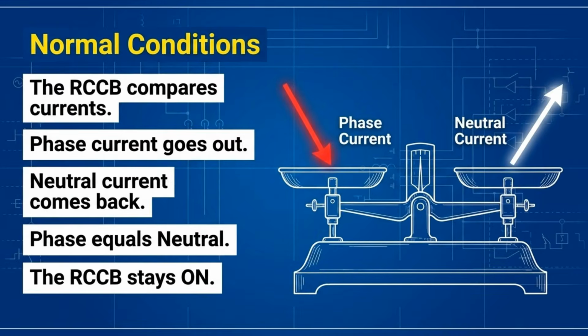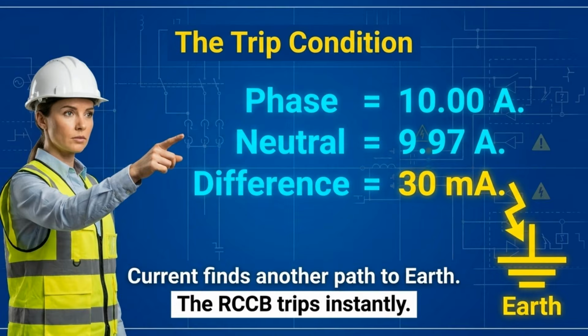Under normal conditions, an RCCB acts like a scale. It compares the phase current going out to the neutral current coming back. If they are equal, the breaker stays on. If the currents don't match, for example, if there is a 30 milliampere difference because current is leaking to Earth, the RCCB trips instantly to prevent a hazard.